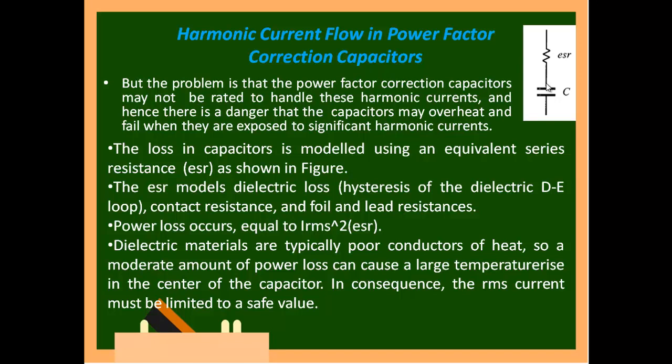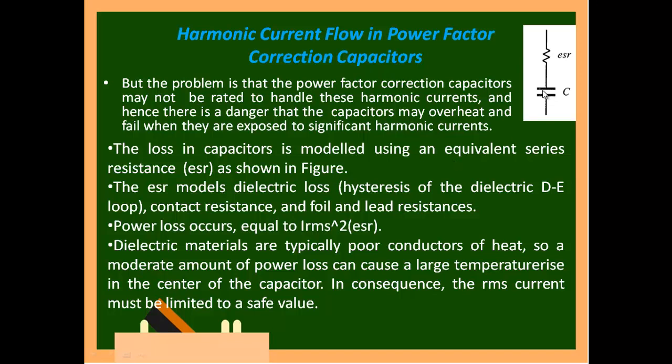Now this flow must be causing heating because there is some resistance, and that resistance is what I am showing as ESR. The loss in a capacitor is modeled using an equivalent series resistance, ESR, which is shown in the figure. The ESR models the dielectric loss, which is nothing but the hysteresis of the dielectric D-E loop, the contact resistance, and the foil and lead resistance. So what is this resistance? It is put together of all these elements.